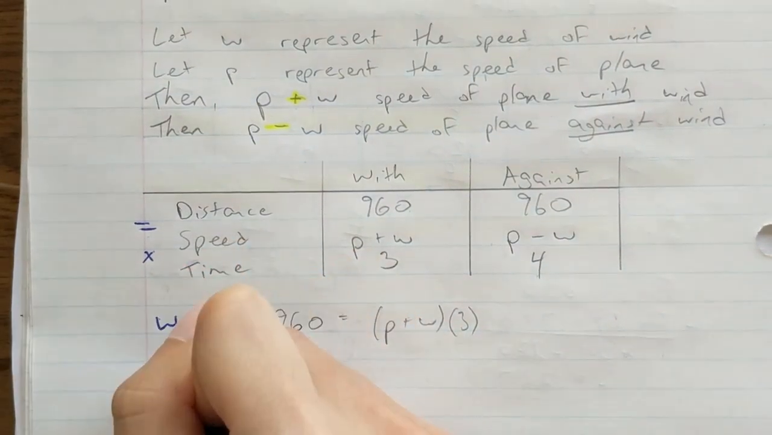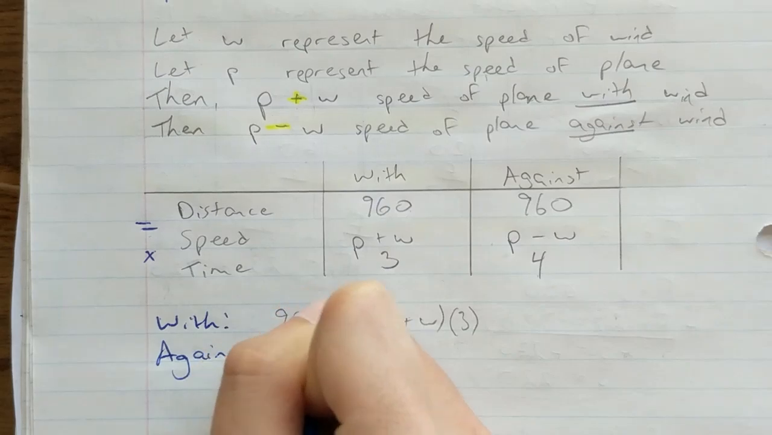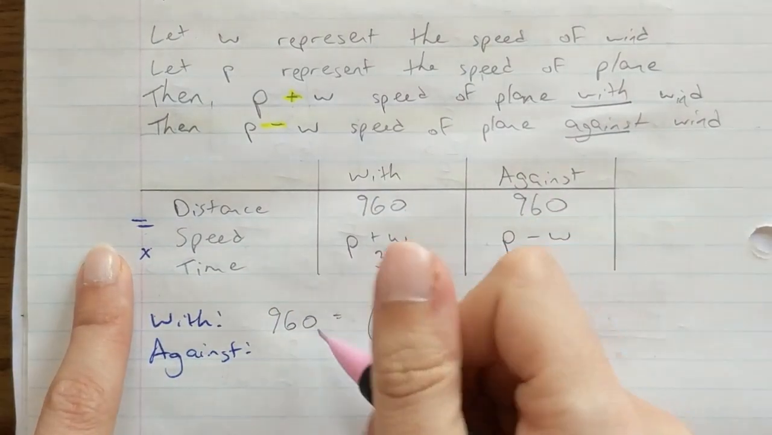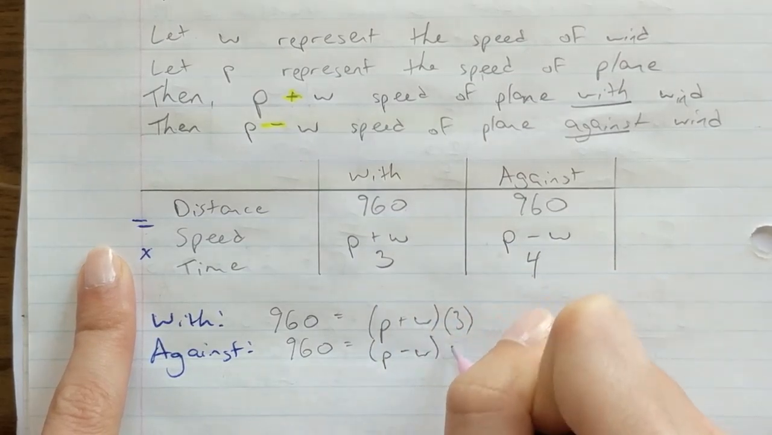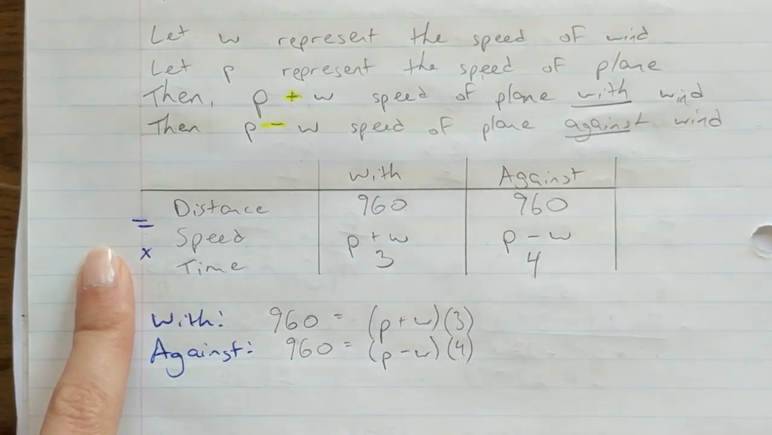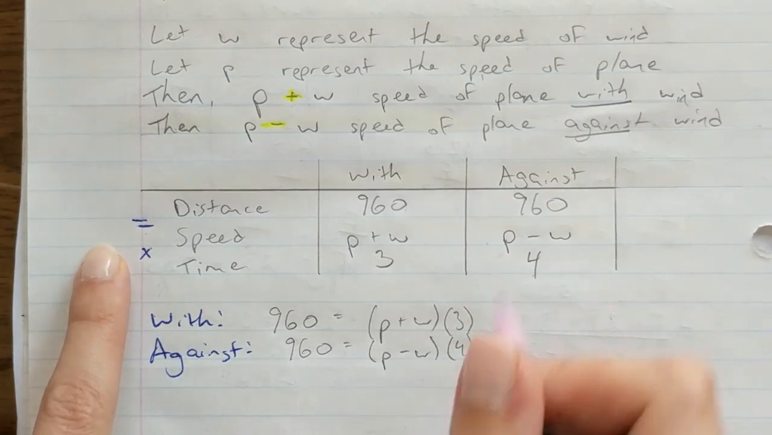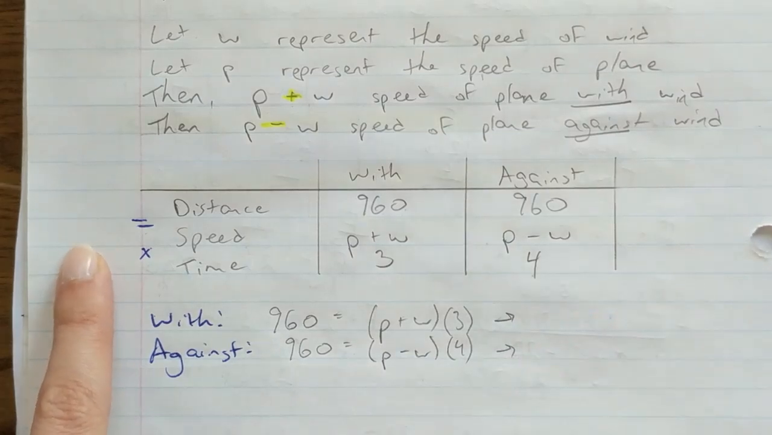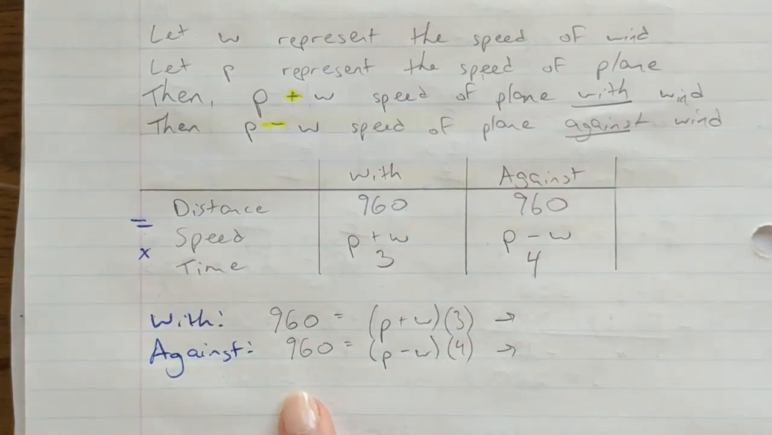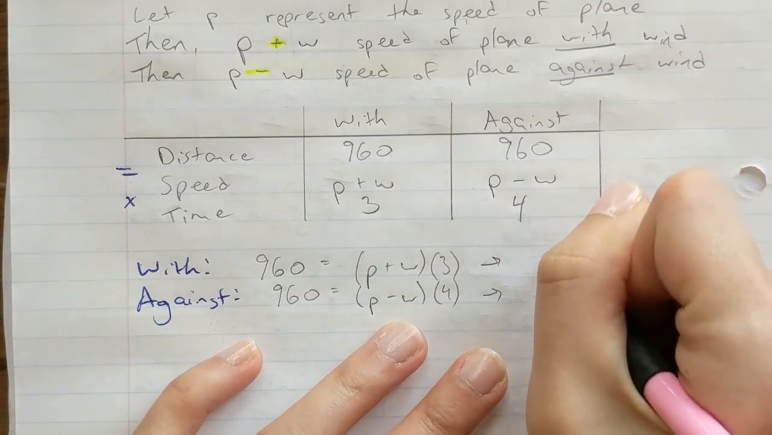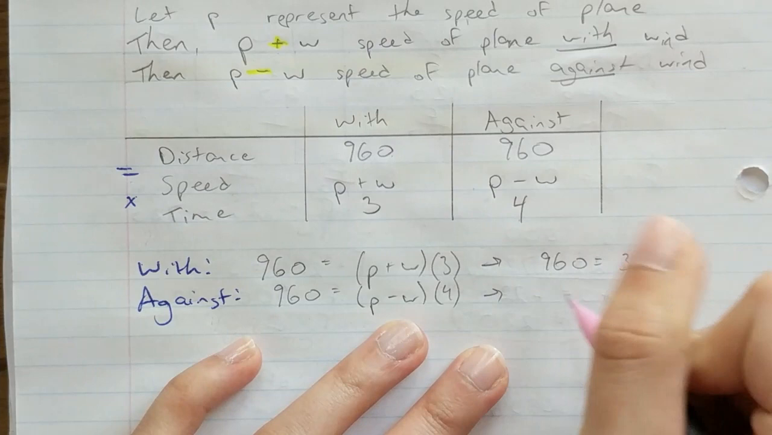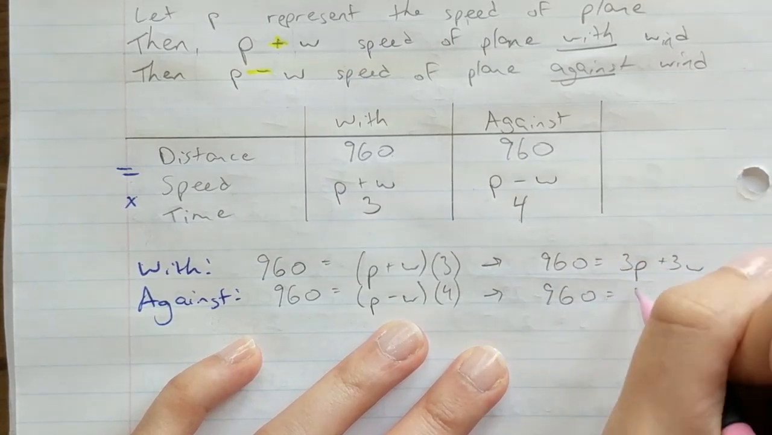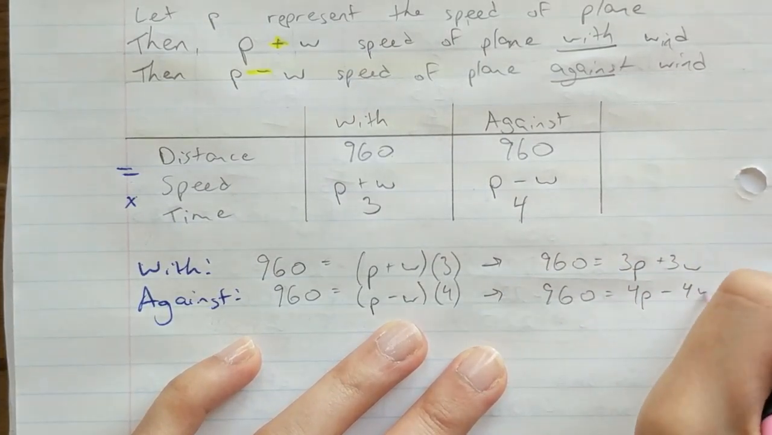I also know that against the wind, I can do the exact same thing. I can say that 960 is equal to P minus W times 4. Now we have it. Two equations, two variables. I'm going to expand both of these equations to get rid of my brackets. This is going to give me 960 is 3P plus 3W, and 960 is equal to 4P minus 4W.